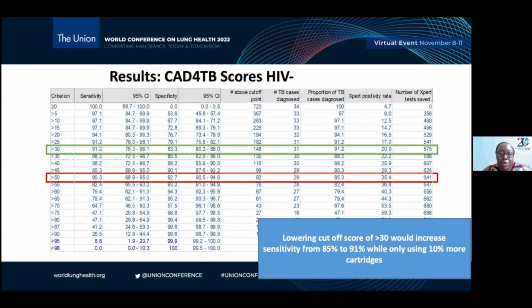required for screening tools by WHO. However, we know that there is a trade-off between threshold score selection and the number of cartridges you're using, because the lower your threshold score, the more cartridges you need to use. So we found that for the HIV positives, lowering the threshold score to achieve a sensitivity of 90% would increase Xpert use by about 20%, whereas for HIV negatives, it would increase the number of Xpert tests used by about 10%.